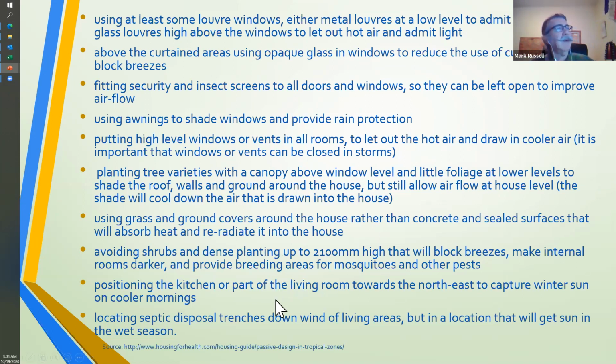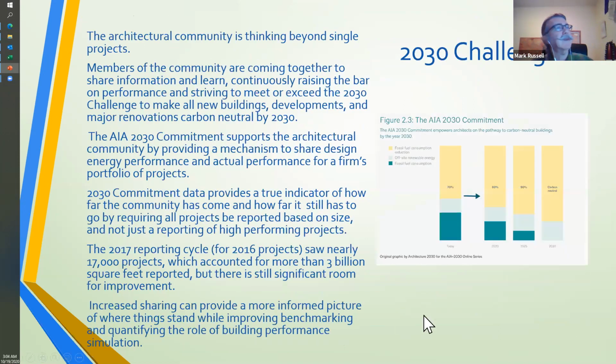Keep the living room towards the northeast, capture wind and sun. Locating septic downwind of trees. Okay, all right.